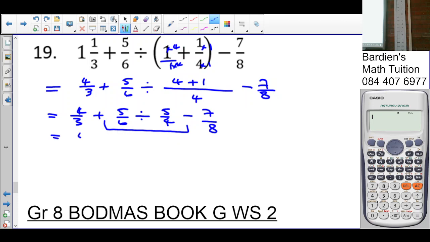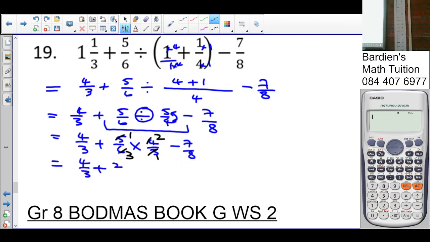Division. So I'm going to change that division to a multiplication. So I tumble it and times. Only the fraction that follows the division gets swapped around. Okay, 5 goes into 5 once, 5 goes into 5 once. 2 goes into 4 twice, 2 goes into 6 thrice. So it's 4 over 3 plus 2 over 3 minus 7 over 8.